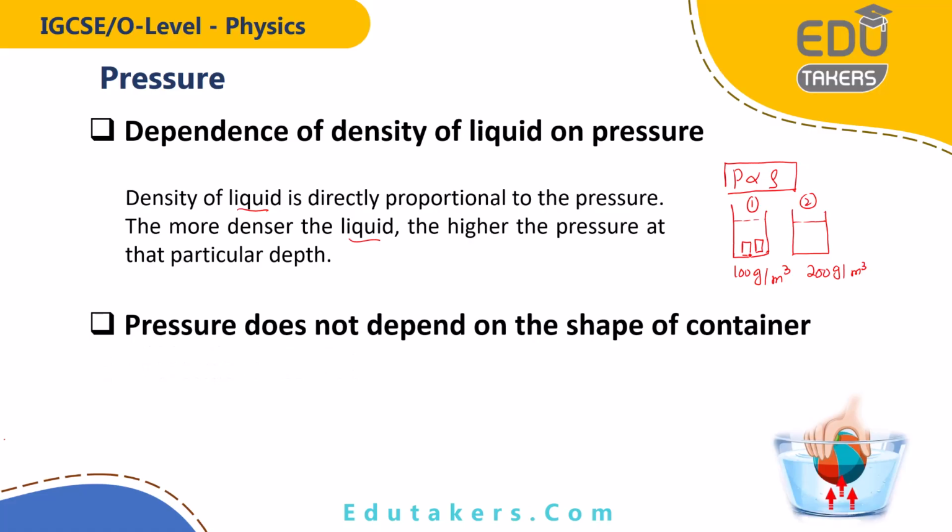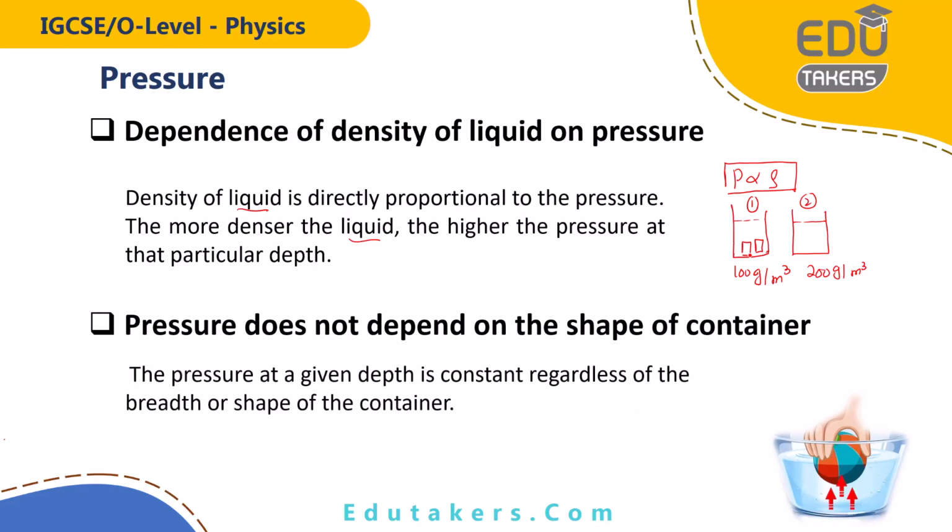The pressure does not depend upon the shape of the container. Let's see this. The pressure remains the same whichever kind of container you take. Suppose you take a rectangular container. After that you take a square container. You take a circular container.